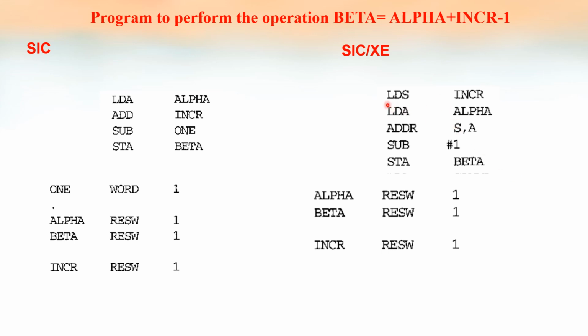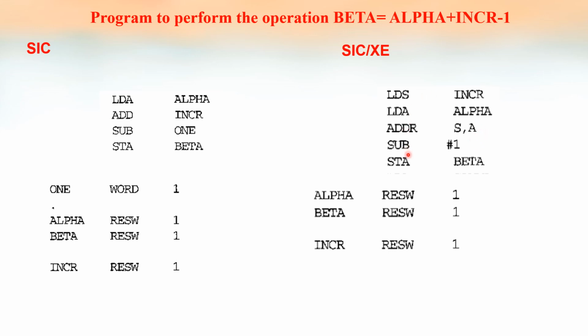So here I am loading S, LDS INCR. INCR value is in the S register. LDA alpha. Alpha is there in the accumulator A. ADDR S comma A. This instruction adds the contents of S and A and stores the result in the second register A. S and A means alpha plus INCR. That value will be there in the accumulator.